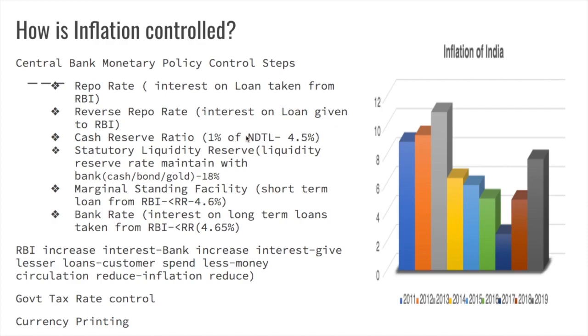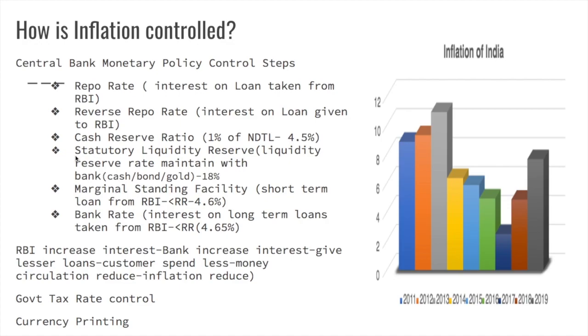So 1% of that current NDTL, that much money has to be always kept as the cash reserve ratio, right? So that interest is 4.5%. So right, 4.5% is that.